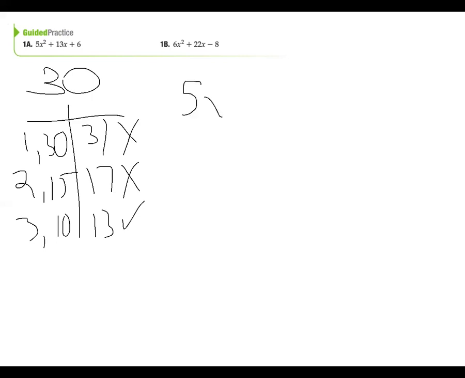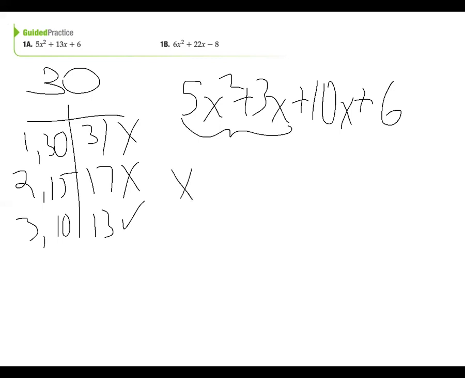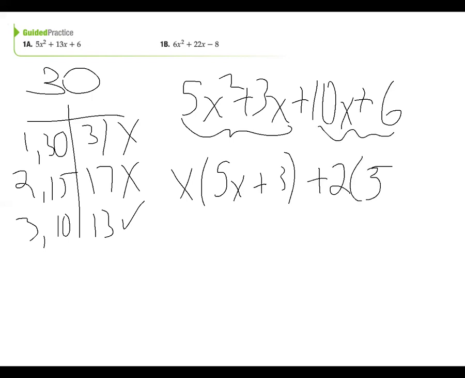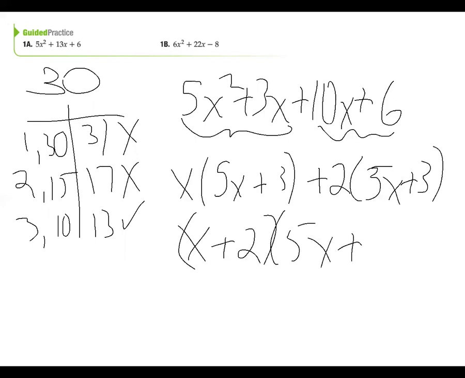So you have 5x squared plus 3x plus 10x plus 6. Now you could have done plus 10x plus 3x. It would have worked either way. So from the first two, you group those two, and the only thing you could factor out is an x. So you're left with 5x plus 3. Group these two together, the only thing you can factor out is a 2, and you have 5x plus 3 there as well. So then you have x plus 2 times 5x plus 3. Okay?